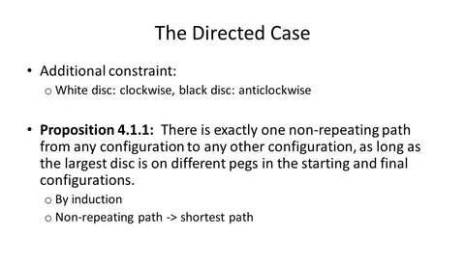So for other parts, I have, for example, the directed case where I add an additional constraint restricting some of the moves. So for each of the disks, I will color it either white or black, and white disks only move clockwise, black disks only move anti-clockwise. The key thing to notice is that there is only one non-repeating path from any configuration to any other configuration, as long as the largest disk needs to move.